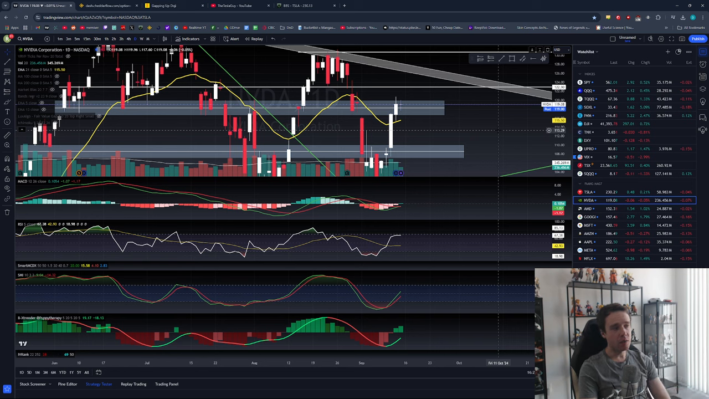But jumping into it, NVIDIA closing the day down 0.05%, closing at just above $119 per share, which isn't anything to really write home about. Obviously, a slight underperformance compared to the market.